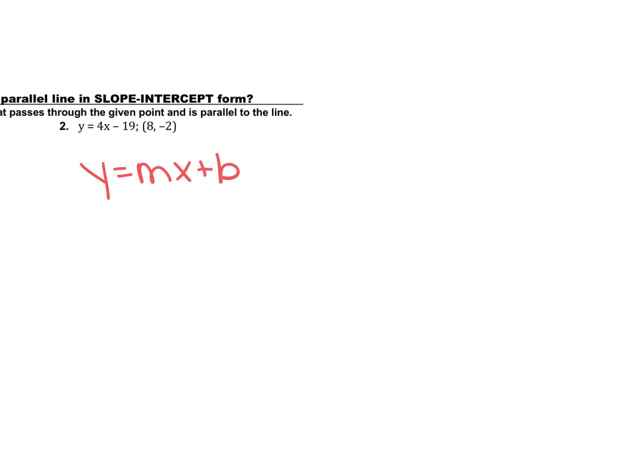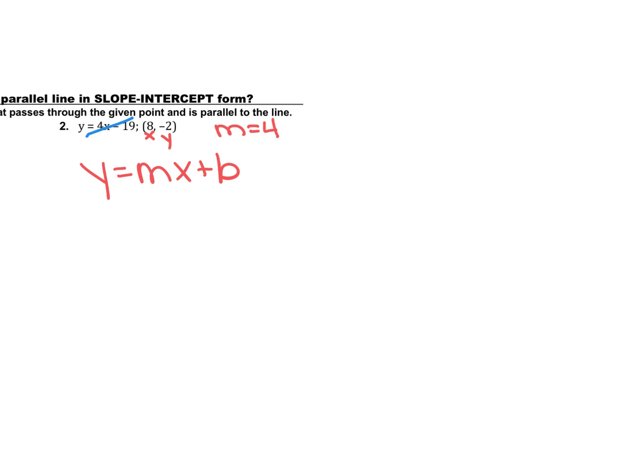All right, so let's identify what we know. We know that it's going to have a slope of 4. We know it has to go through the point negative 8, negative 2. And a lot of times, after I've identified the slope, I'll just cross it off because sometimes it makes it kind of confusing. We know that it has to be parallel to that line, so we've got the slope of 4.